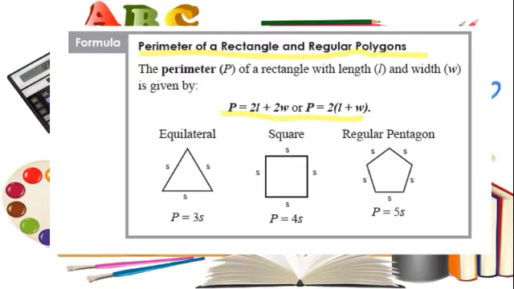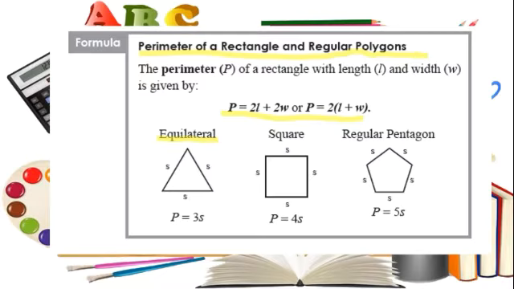Next, equilateral triangle. Unsay formula to get the perimeter of equilateral triangle? When we say equilateral, their sides and angles are congruent to each other. So since same man tanan ilahang sides, we have the formula: the perimeter of equilateral triangle is equal to 3S, or 3 times their sides. So ang sides nila times 3 na lang nimo. Okay, 3S, right?